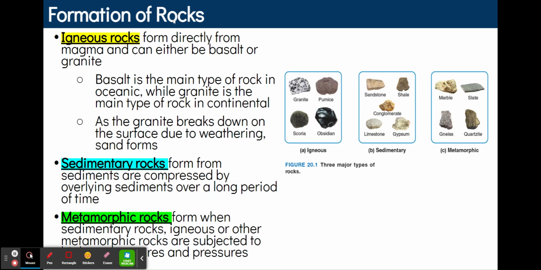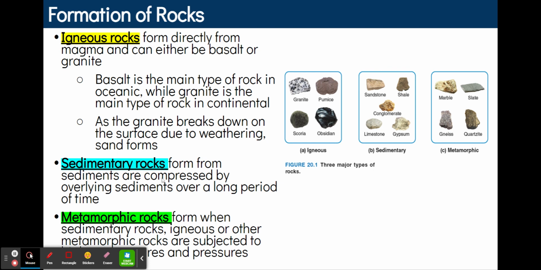Igneous rock formed directly from magma and can either be basalt or granite. Basalt is the main type of rock in oceanic crust, whereas granite is the main type of rock in continental crust. As the granite breaks down on the surface due to weathering, sand forms. So we can assume that because oceanic crust is more dense than continental, basalt is a more dense material.